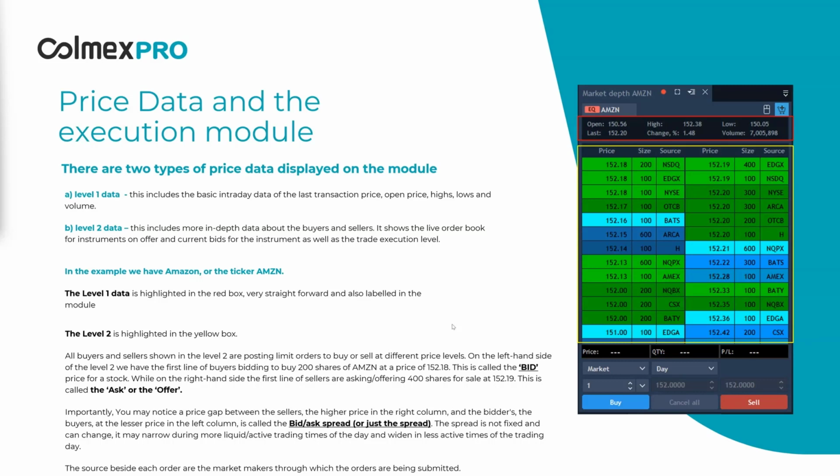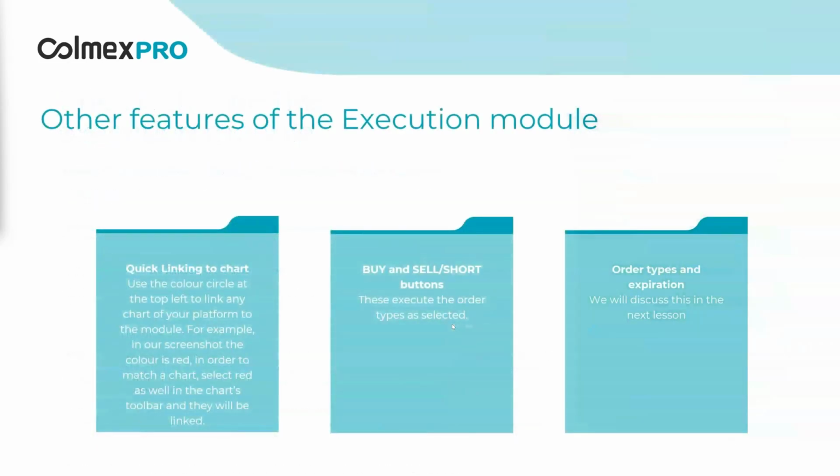Let's now move on. So there are some other features of the execution module which you'll continue to see us use and expose you to as the course goes on. First off, you have quick linking to the chart. You want to use the color circle at the top left to link to any chart of your platform. For example, in our screenshot, the color is red. In order to match a chart, you want to select red as well on the charts toolbar and they will be linked.